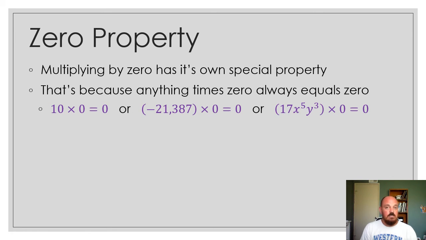Now the third one is the trickiest one of all because I gave you an expression. It has x's and y's in it. I said 17x to the 5th y cubed times 0. Now some people might have said, okay, well now it's getting harder. Maybe it doesn't equal 0 anymore, but it does. Even if you have variables in there, 17x to the 5th y to the 3rd times 0 still equals 0 because anything times 0 equals 0. That's the 0 property.